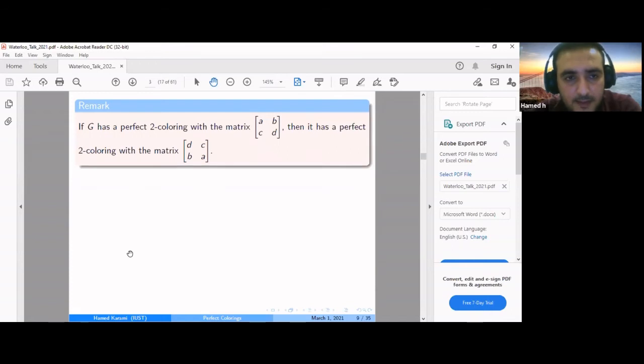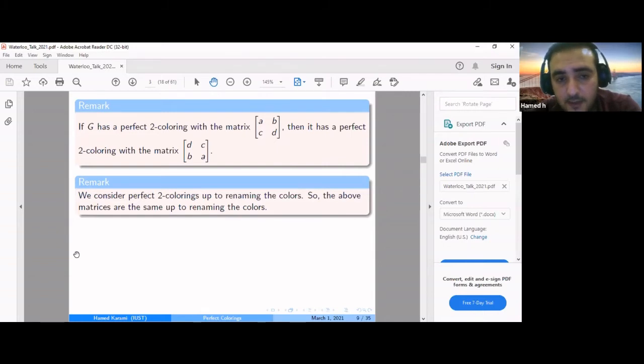The next remark says that if G has a perfect two-coloring with the matrix A, B, C, D, then it has a perfect two-coloring with the matrix D, C, B, A. Just substitute the white vertices by black vertices, and you can get your desired result.